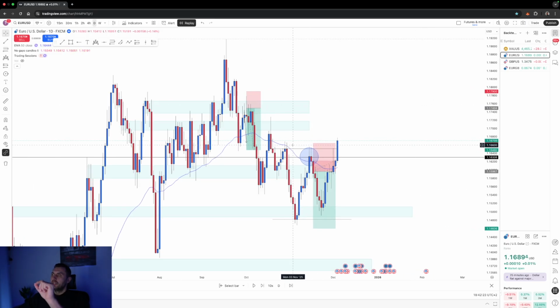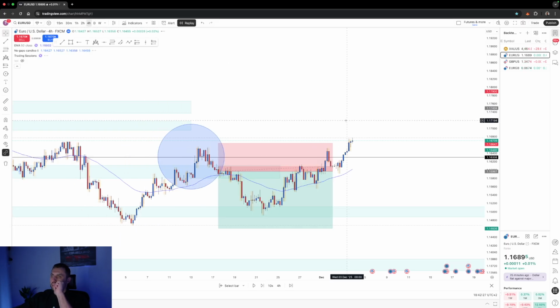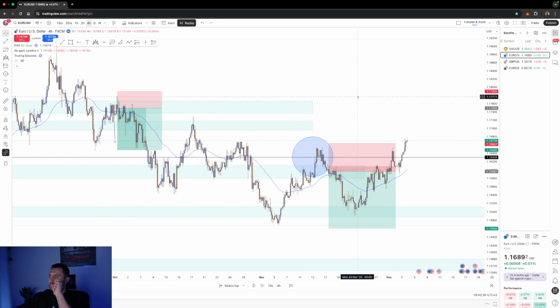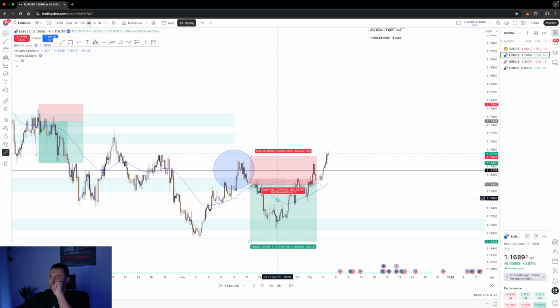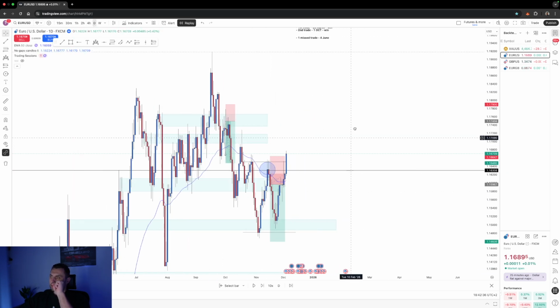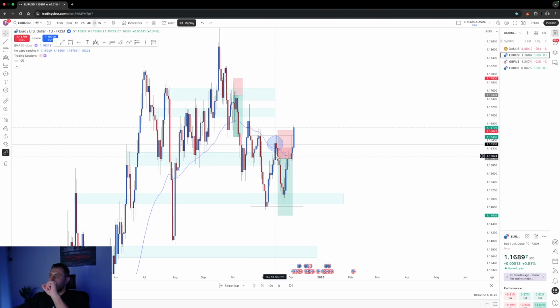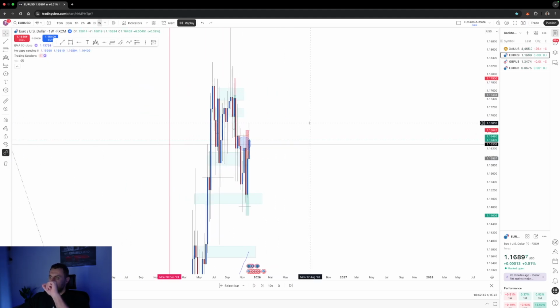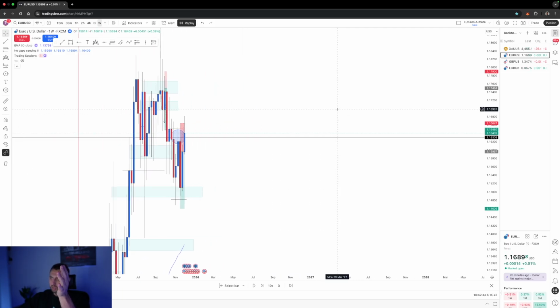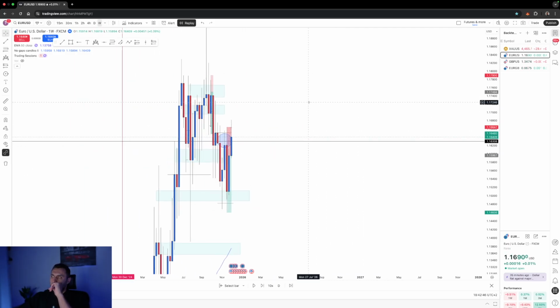That's why, as you can see, 4 hour needs to be bearish in order to take the trade. Daily was bearish, but the 4 hour wasn't bearish, and the weekly was bullish, of course. So weekly bullish, daily bearish, and 4 hour was bullish.